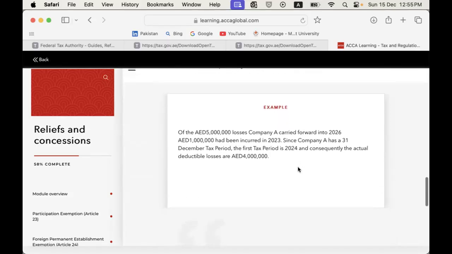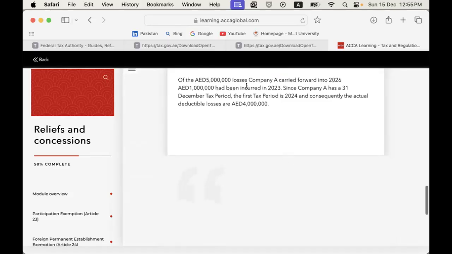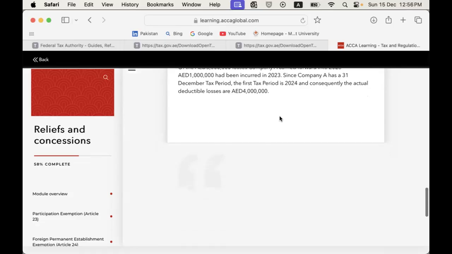Of the 85 million losses the company carried forward in 2026, 81 million had been incurred in 2023. Since company A has a 31 December tax period, the first tax period is 2024, and consequently the actual deductible losses are only 4 million dirham. Why? Because out of the total 5 million, 1 million loss relates to 2023, which was a pre-tax period. So we will ignore this.